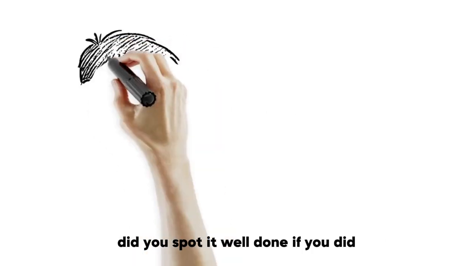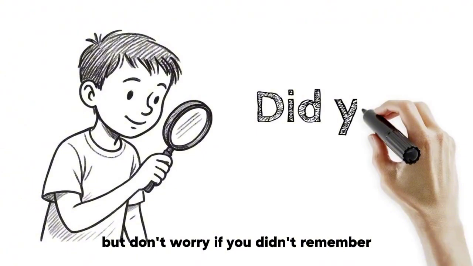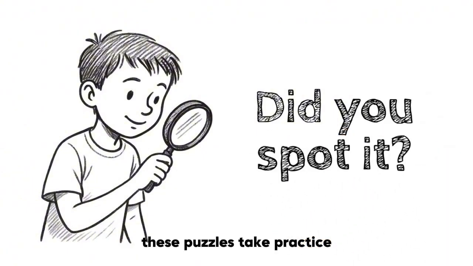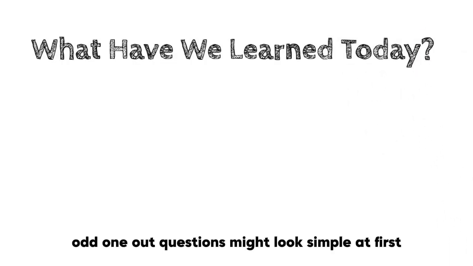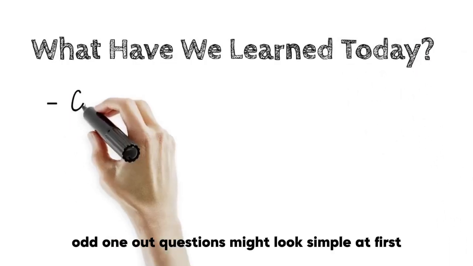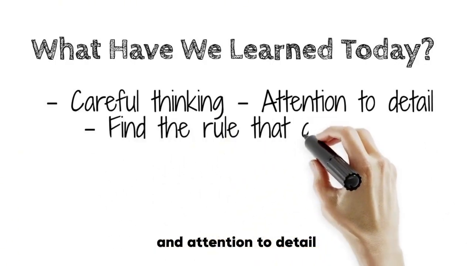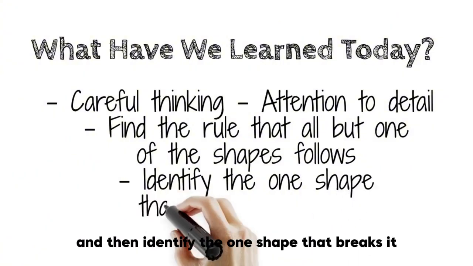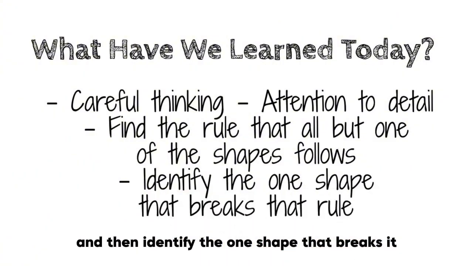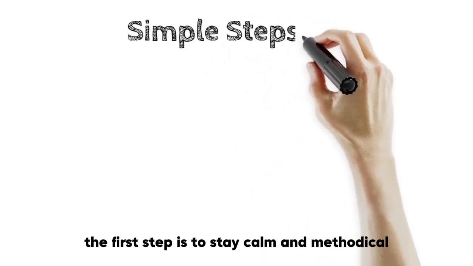Did you spot it? Well done if you did, but don't worry if you didn't. Remember, these puzzles take practice. So, what have we learned today? Odd one out questions might look simple at first, but they're all about careful thinking and attention to detail. The challenge is to find the rule that most of the shapes follow, and then identify the one shape that breaks it.